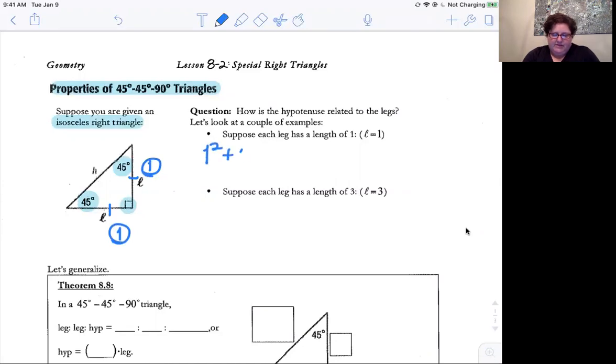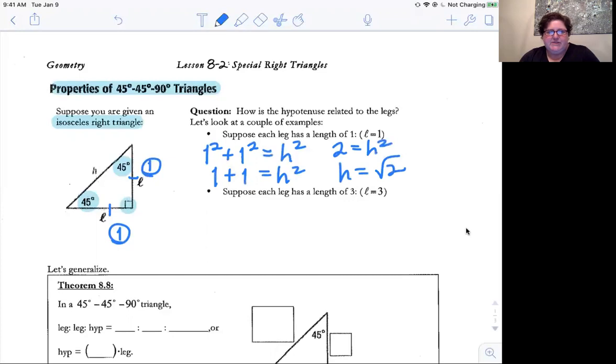If we do 1 squared plus 1 squared equals h squared by the Pythagorean theorem, that'd be 1 plus 1 equals h squared, which is 2. If we square root both sides, we're going to get the square root of 2. Now, it can't be plus or minus root 2, because that's a length and it cannot be negative. Okay, so that means the numbers would be 1, 1, square root of 2. So leg, leg, hypotenuse.